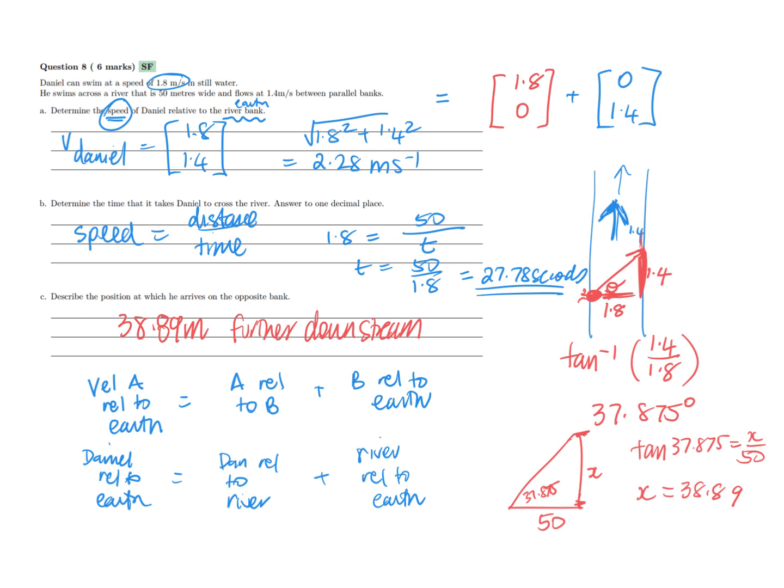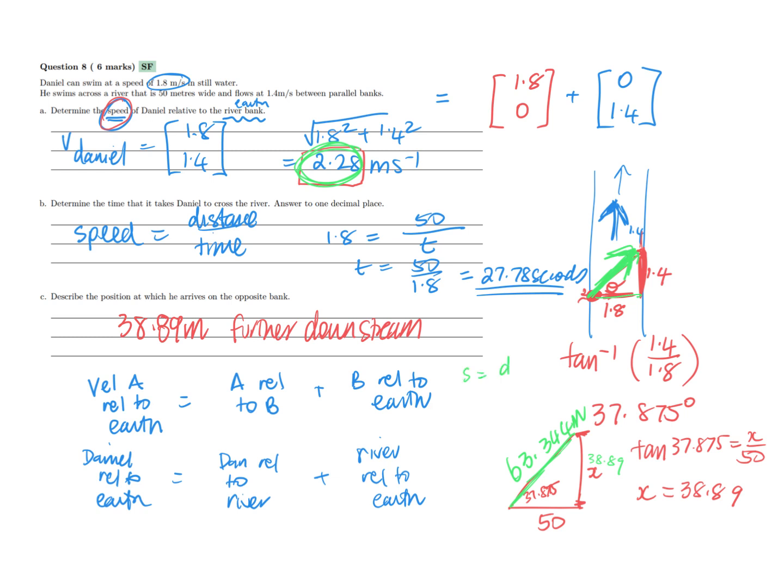Just before we finish up, I want to show you something else that we can do. If we are looking at the distance over time, we said that his speed relative to the riverbank was 2.28 meters per second. So if we think about it like that, he's actually swimming the hypotenuse of that triangle, not just 50 meters. What is this distance here? It's the square root of 50 squared plus 38.89 squared, which gives us 63.344 meters. Now, let's work out how long it takes at 2.28 meters per second.